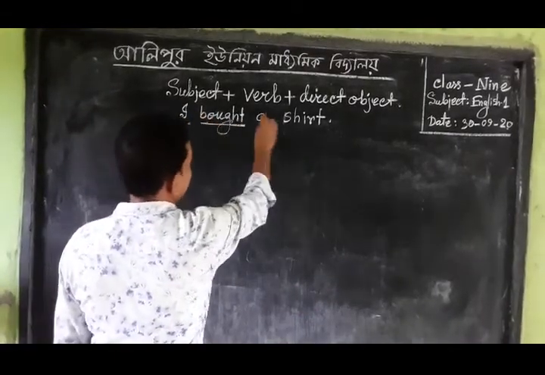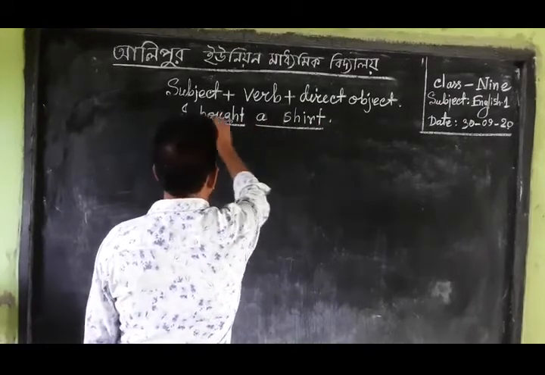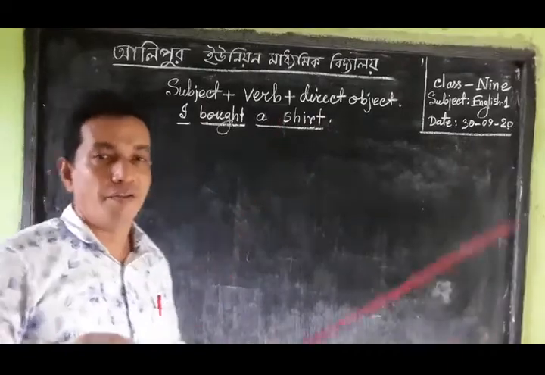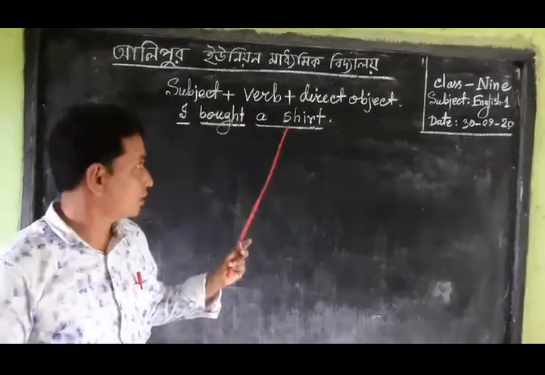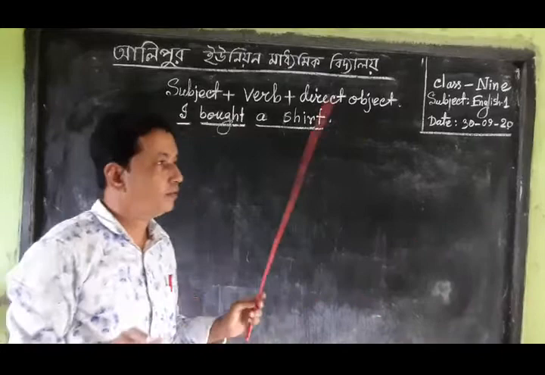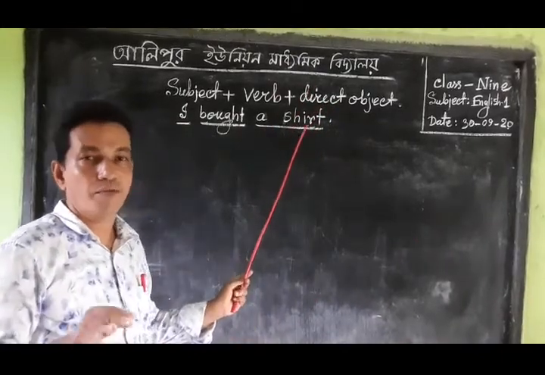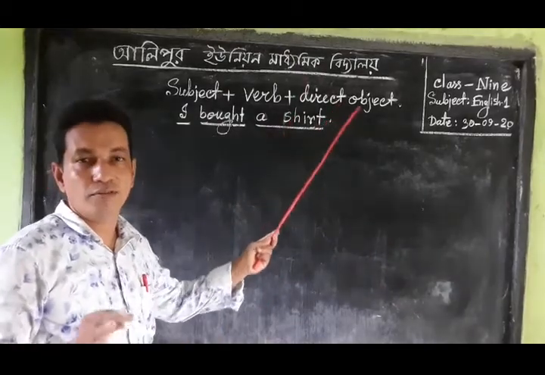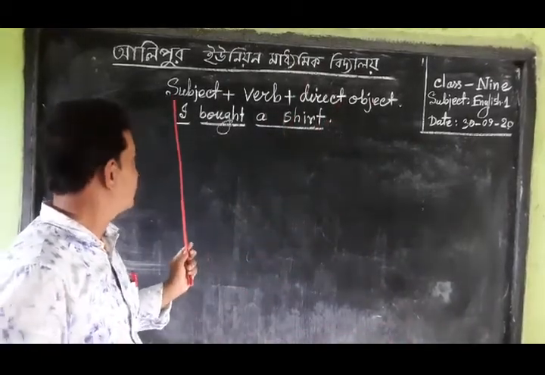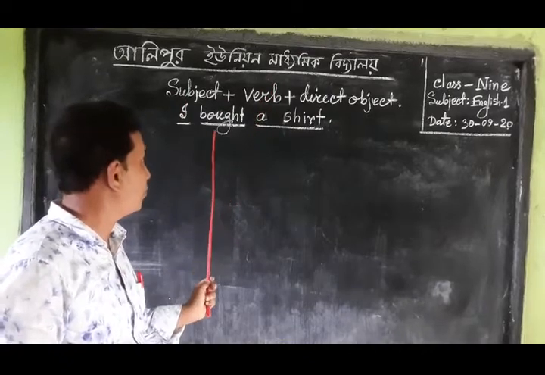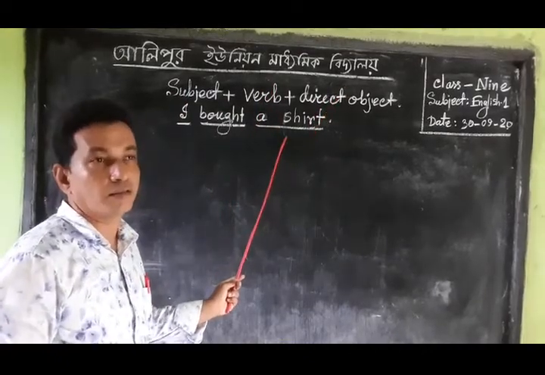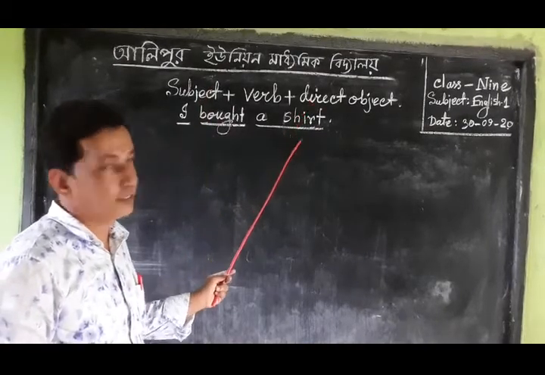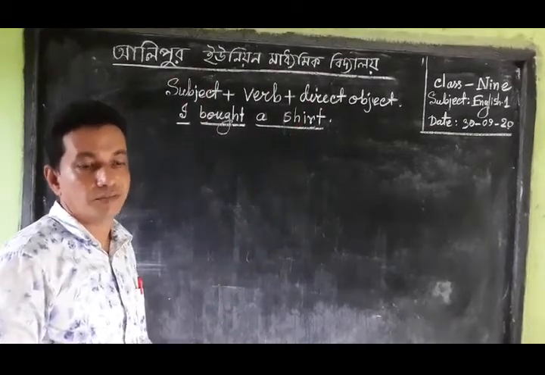Subject, verb, bought, and shirt is the direct object, because shirt is the name of a thing. It is not the name of a person. And when the object is the name of a thing, then we will call it a direct object, not an indirect object. So subject I, verb bought, direct object shirt. This is the structure of the sentence, and there are three elements in this sentence.